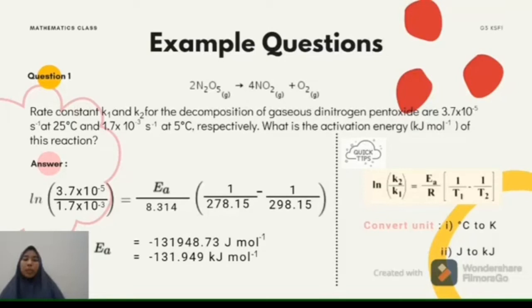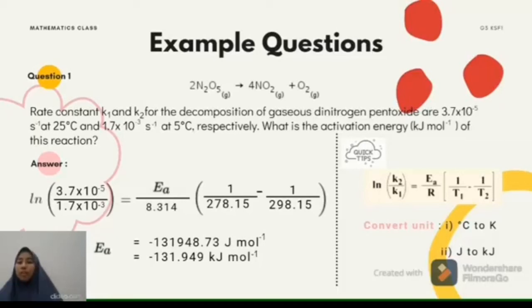Okay, so in this question, we can extract k1 and k2. We assume k1 is 1.7 times 10 to the power of -3, so T1 is 5 degrees Celsius, and k2 is 3.7 times 10 to the power of -5, so T2 is 25 degrees Celsius. Because it stated respectively, you can assume either 1.7 times 10⁻³ as k1 and 3.7 is k2, or you can also assume 3.7 as k1 and 1.7 is k2.